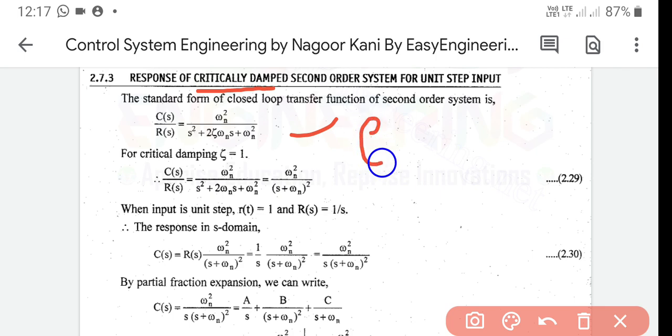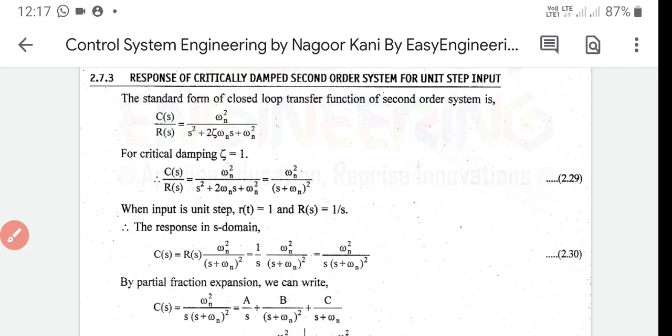In the previous class I said that if it is critically damped, you have to consider the zeta value as 1. Now for critical damping, zeta is equal to 1. Substitute zeta as 1. What is the equation? C(s)/R(s) is equal to omega n square by s square plus 2 omega n s plus omega n square. Now the denominator can be written as omega n square by (s plus omega n) whole square.